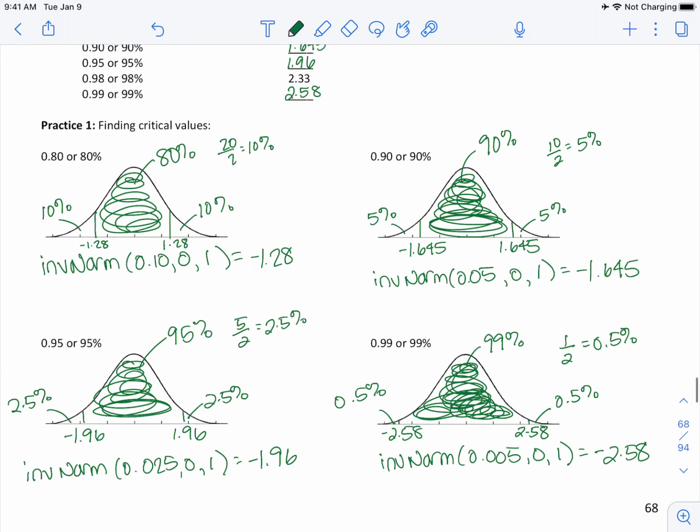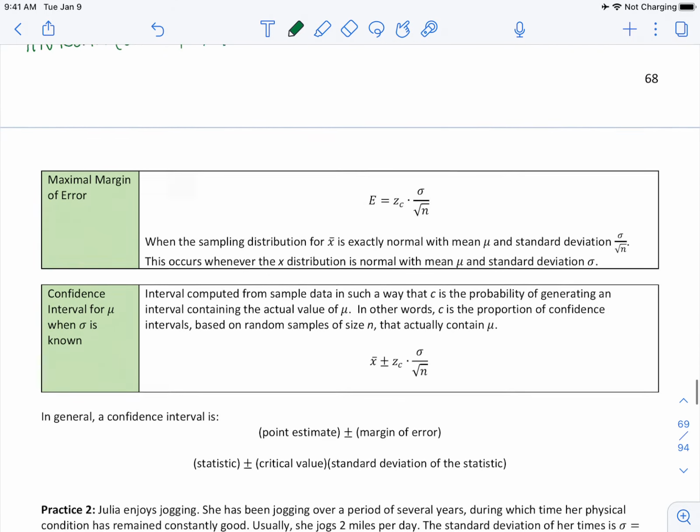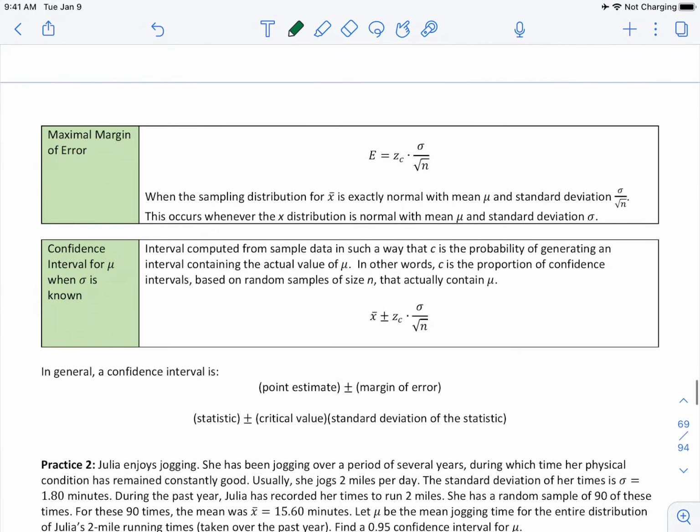Okay, the maximal margin of error. The formula for this: E is equal to ZC, that critical value, times sigma divided by the square root of n. The sampling distribution for X bar is exactly normal with mean mu, standard deviation sigma divided by root n. This occurs whenever the X distribution is normal with a mean mu and standard deviation sigma.